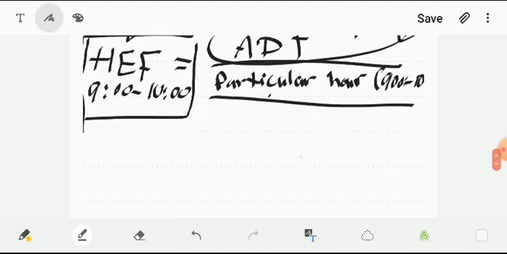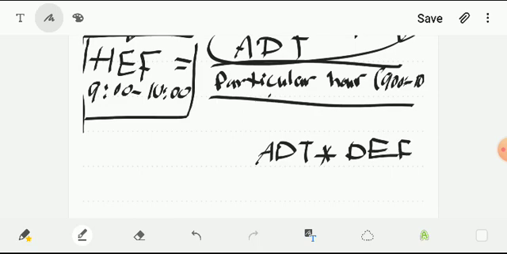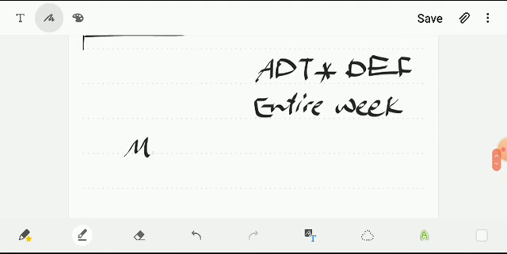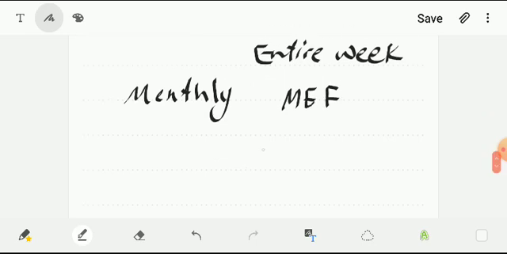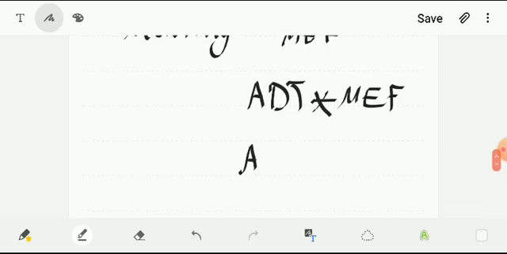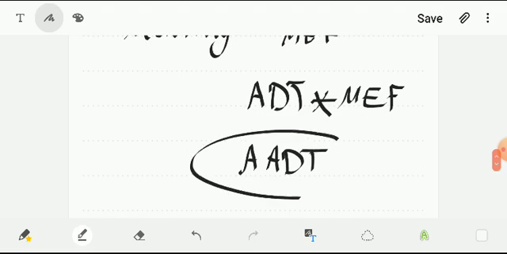So what if I have a full day? If I have a full day, I can multiply that by the DEF, which is the daily expansion factor, and I can get the ADT for the entire week. And I still have the monthly factor, MAF. If I have the average ADT for the entire month and multiply that by the MAF, I get the AADT, the average for the entire year.